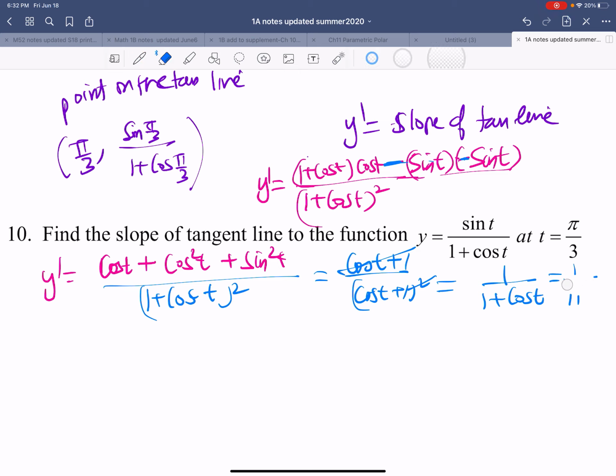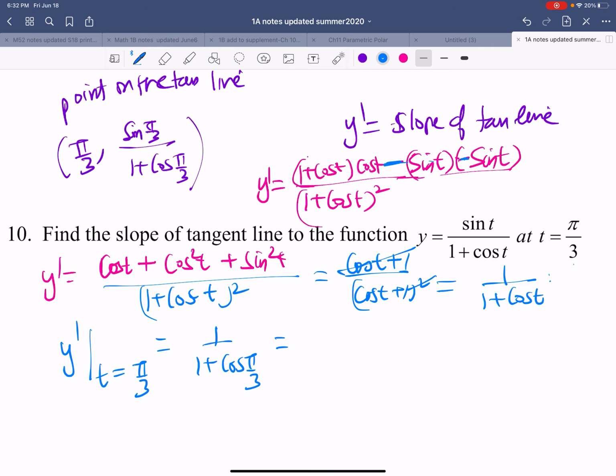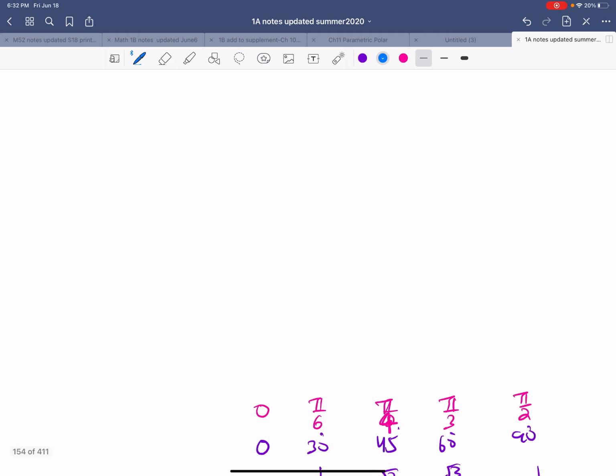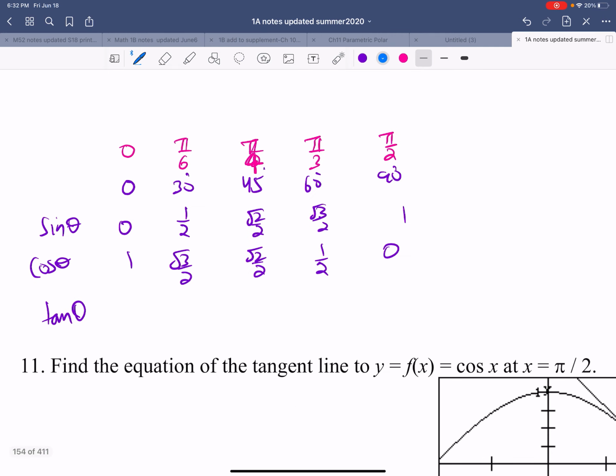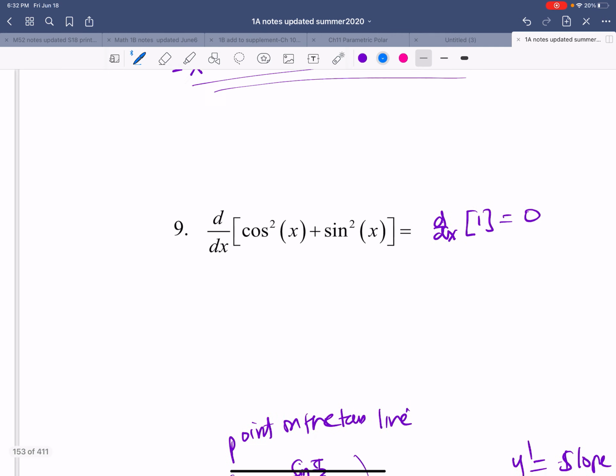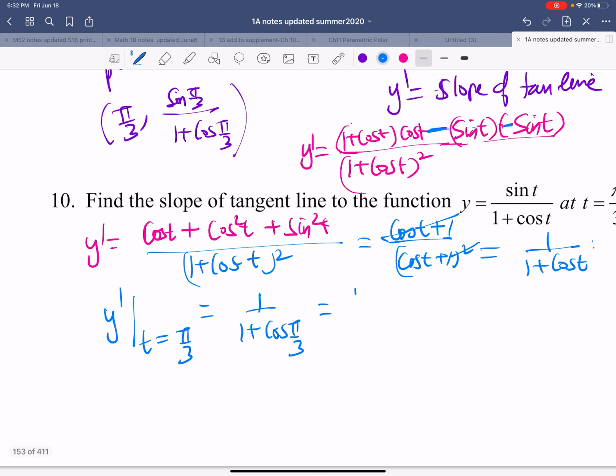Y prime, when t is pi over 3, at t is equal to pi over 3, y prime is going to be 1 over 1 plus cosine pi over 3. And we can make a quick table of the trig functions. Cosine of pi over 3 is 1/2. So 1 over 1 plus half, which is 1 over 3/2, and that's 2/3.